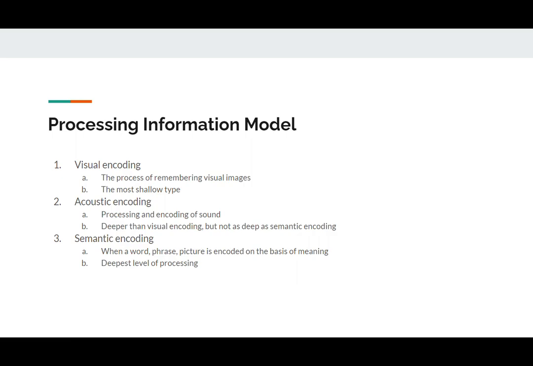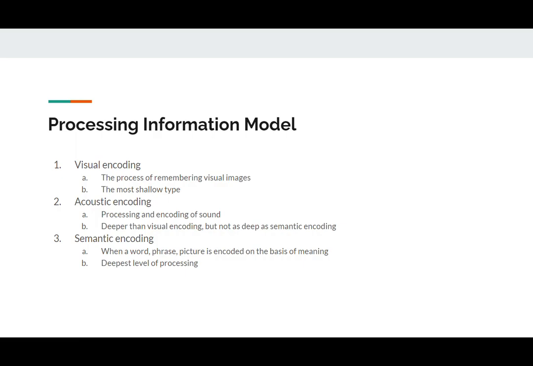The second type is acoustic encoding, which is a little bit deeper than the visual encoding. Acoustic encoding, as the name suggests, is a processing and encoding of sound. But this, even though it's deeper than visual encoding, is not as deep as semantic encoding. You could think of it as intermediate processing. For instance, an example would be remembering a slogan to a famous commercial, or even knowing the lyrics to a song that you enjoy.